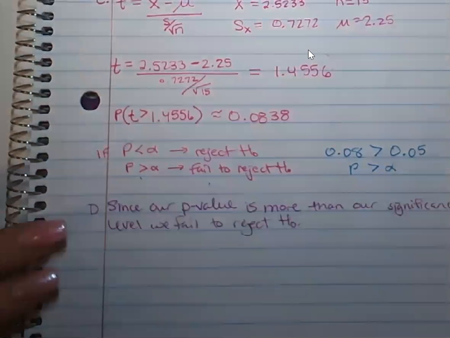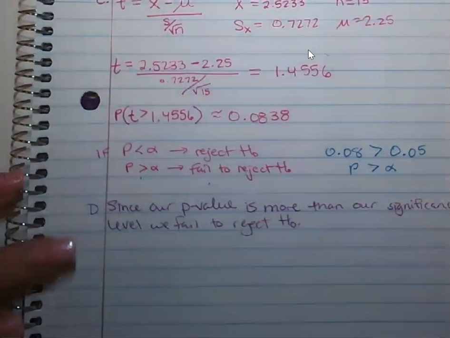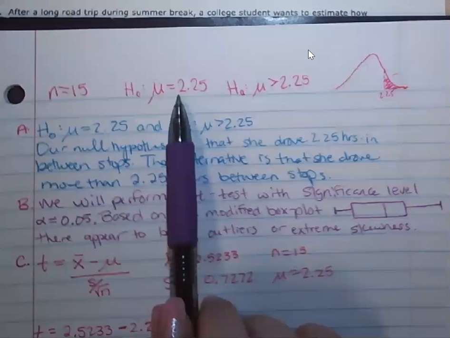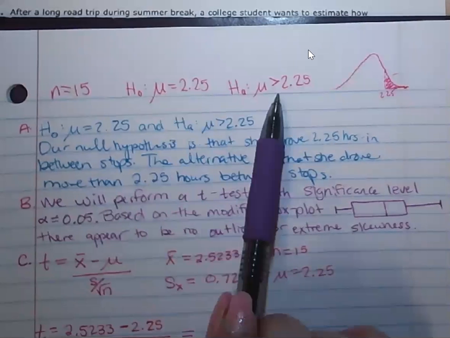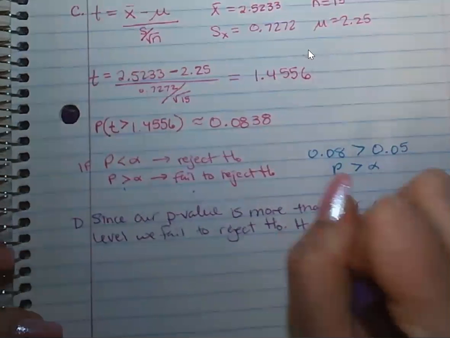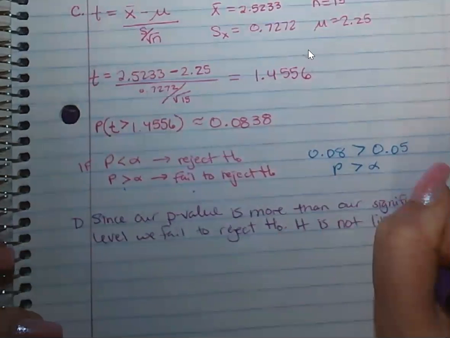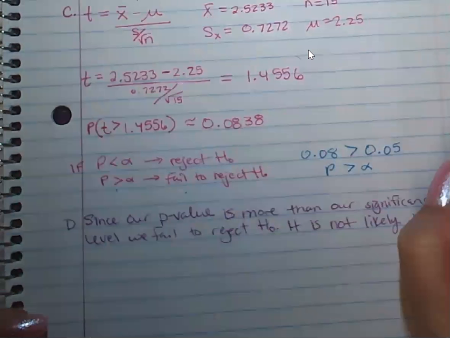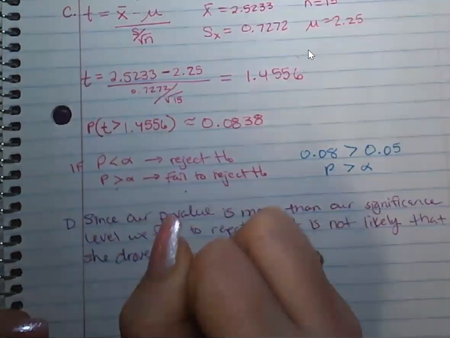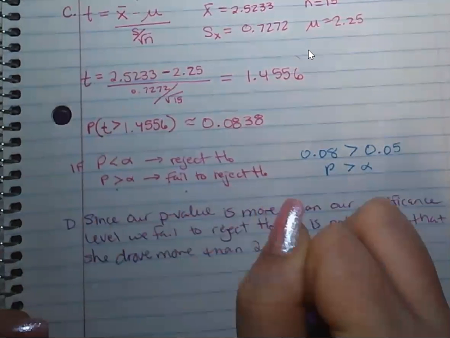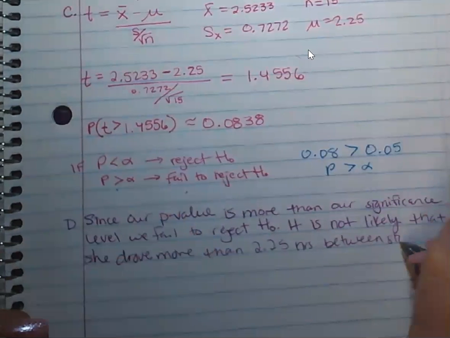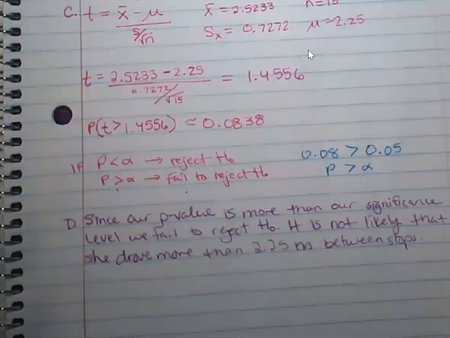Now we need to say that in context of the problem. What does that mean? That means that this is the hypothesis we're going to go with, we cannot support this hypothesis. So we say it is not likely, not saying it's impossible, but it's not likely that she drove more than 2.25 hours between stops. And that's it. That's the end of that one.